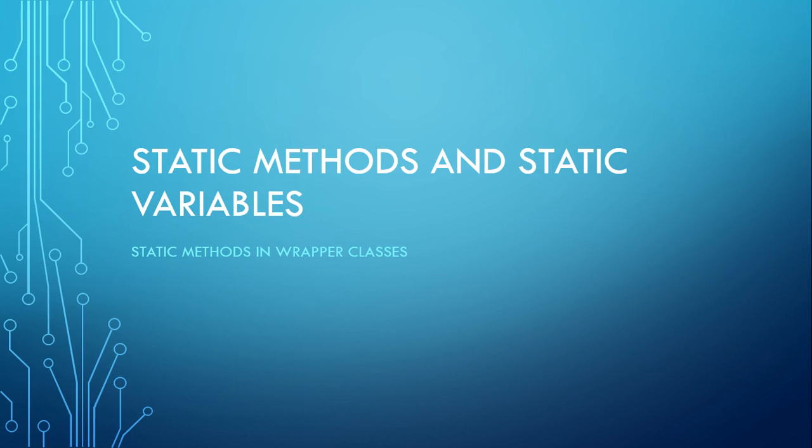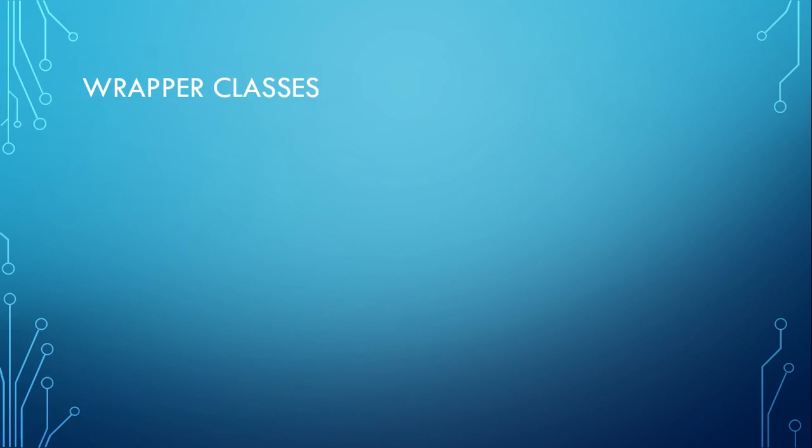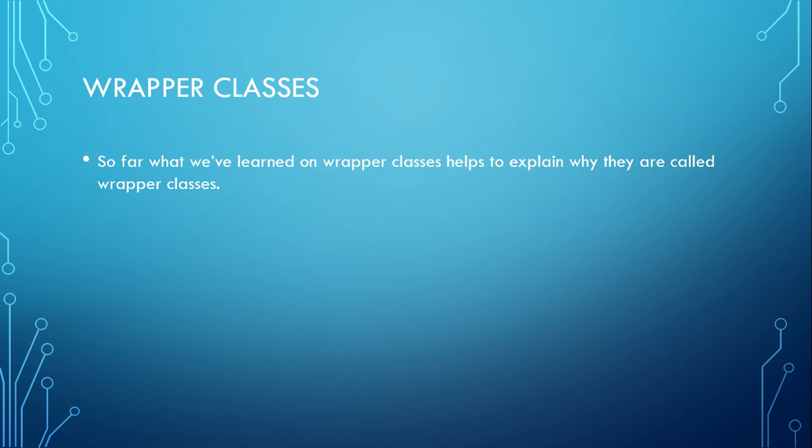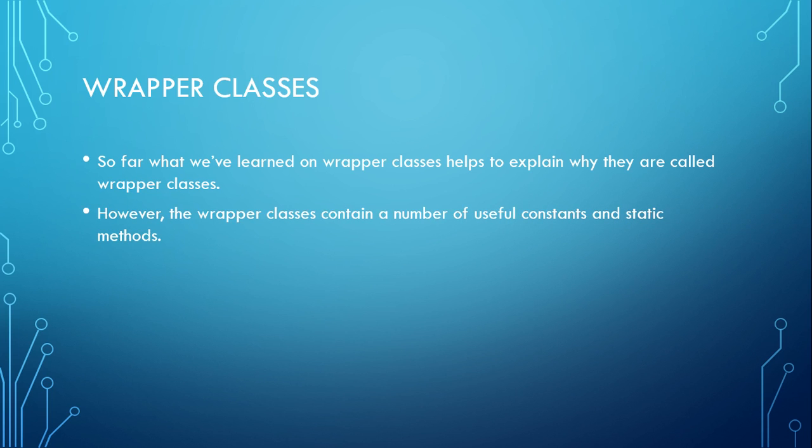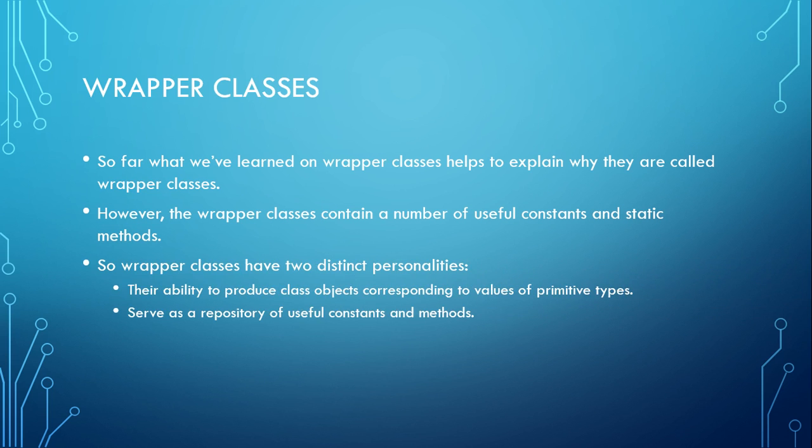And welcome back, students. Today we're going to do our final lesson in static methods and variables. This time we're going to get into static methods in the wrapper classes. So wrapper classes, if you recall from what we've learned so far, kind of helps to explain why they're called wrapper classes, because they wrap around the primitive types. However, the wrapper classes themselves contain a number of useful constants and static methods.